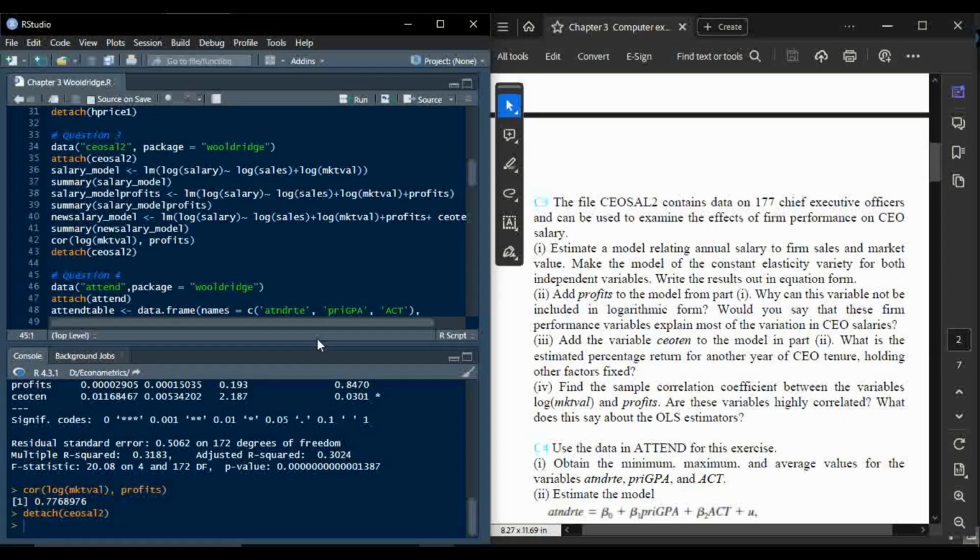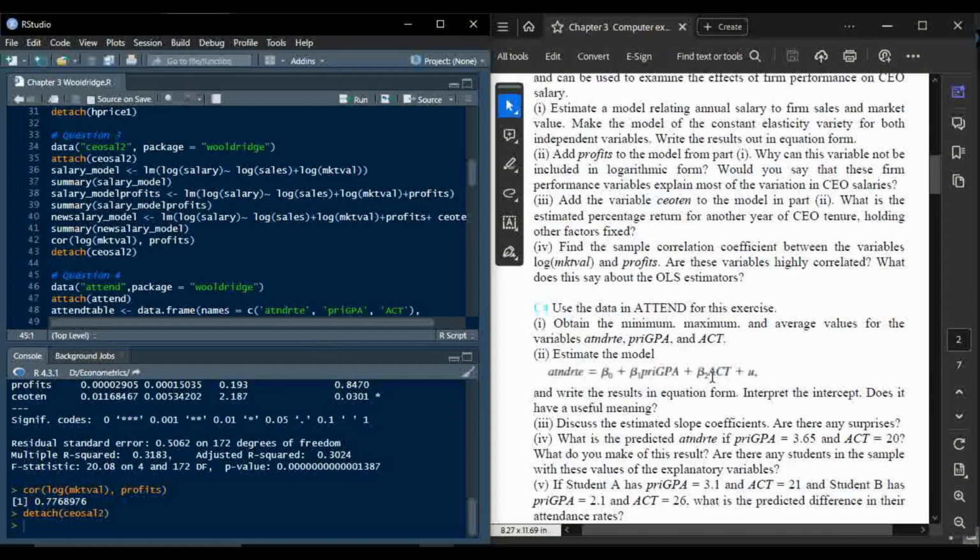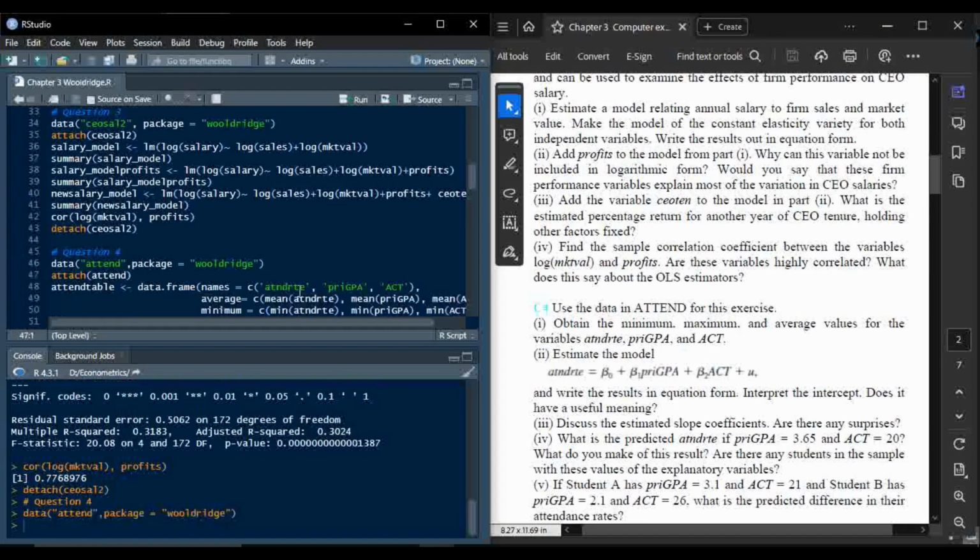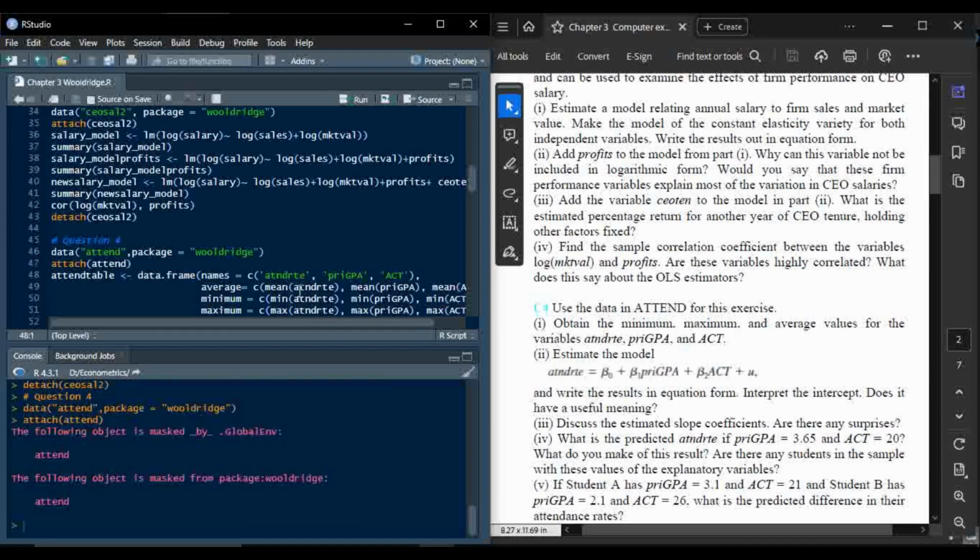Coming to question number 4. In this question, the dataset used is attend. Let's call this dataset by using the command data(attend) from the package wooldridge. Press Control plus Enter, and then attach this dataset. Now, what is the first question?